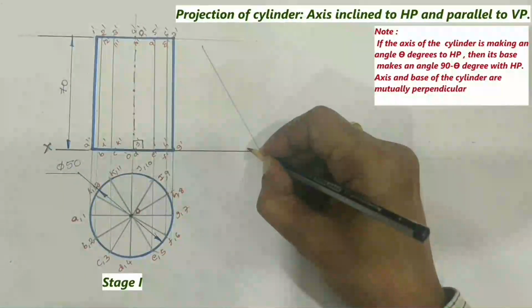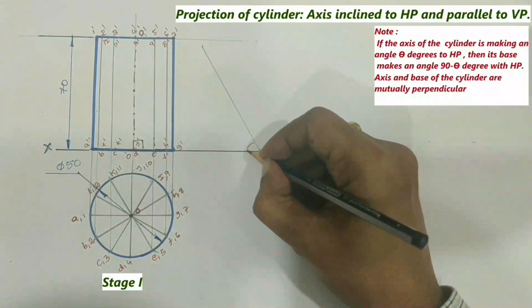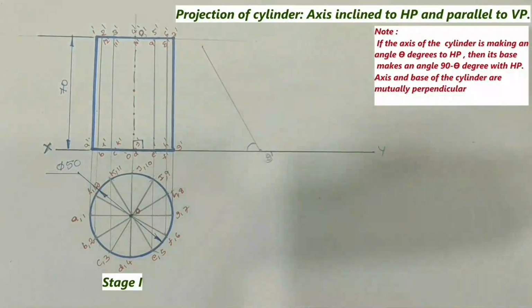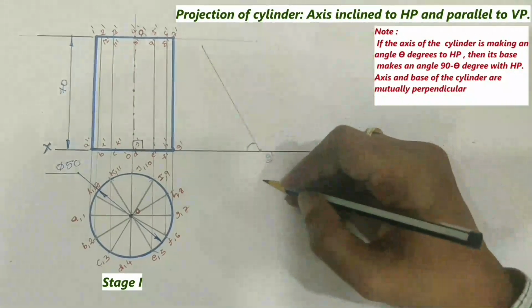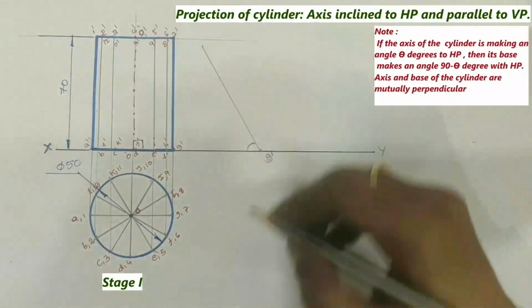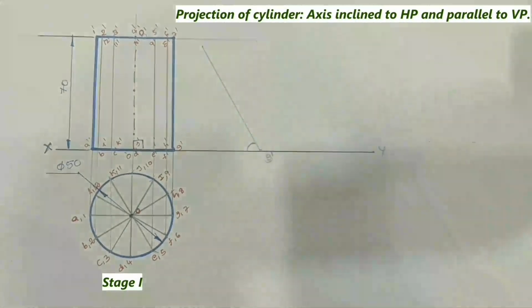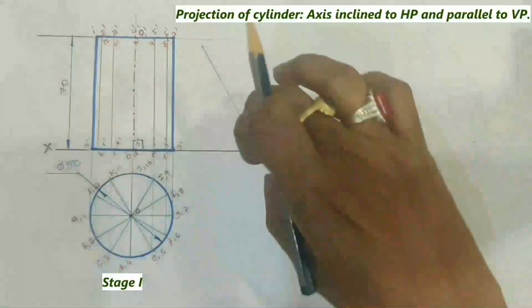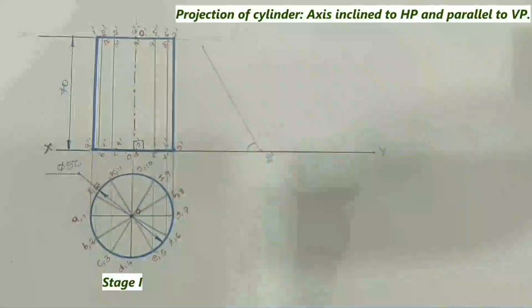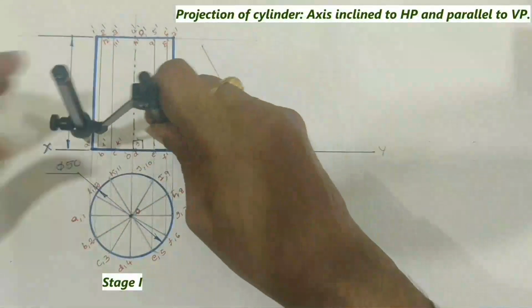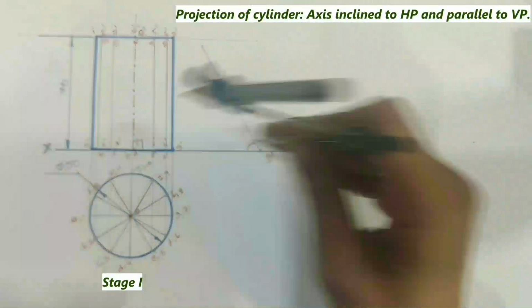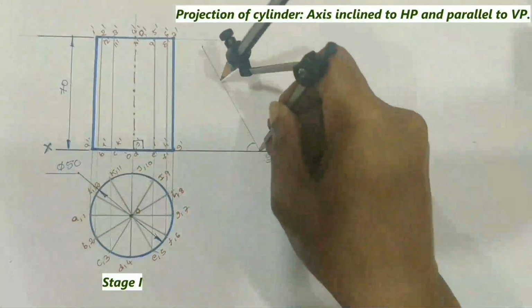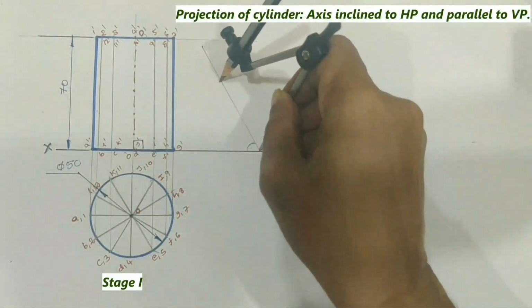This is 90 minus theta, where theta is the inclination of the axis with HP. So the base inclination with HP is 90 minus theta. After drawing this line, with a compass transfer this base image from here to there. With G dash A dash as a radius and G dash as a center, draw an arc.